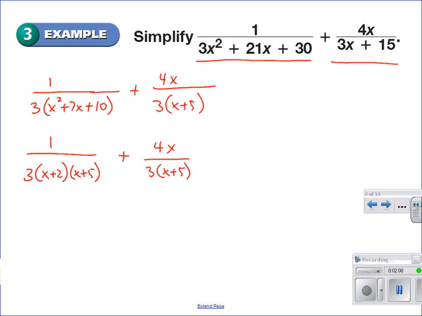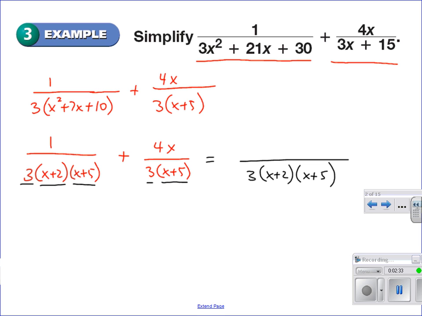Now my denominator consists of 3 pieces. I've got a 3, I've got an x plus 2, and I've got an x plus 5. Those are not all represented in the second part of the denominator, but these 2 pieces are, and there's nothing new in the second part of the denominator. So now my common denominator is 3 times x plus 2 times x plus 5.